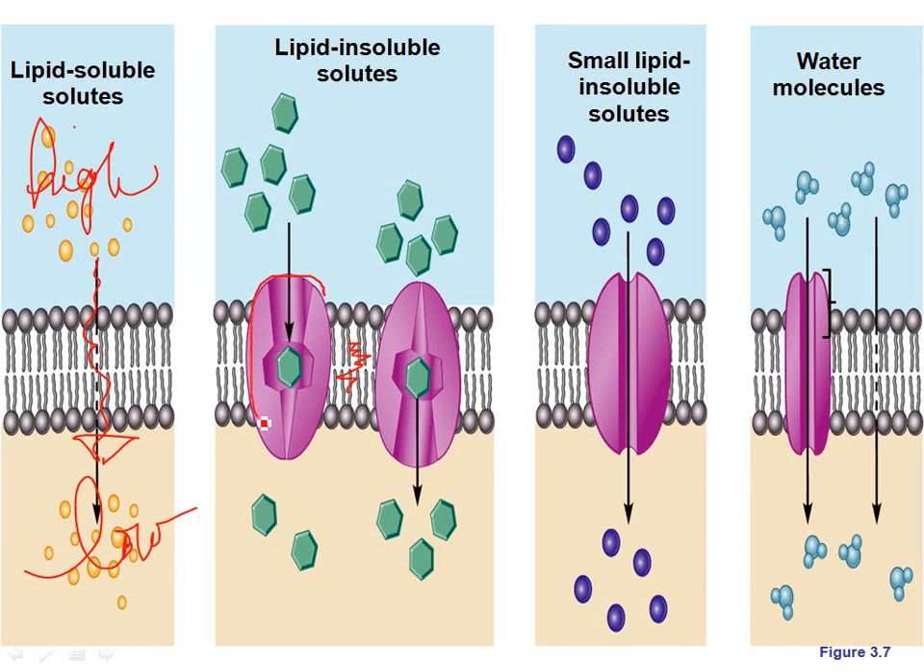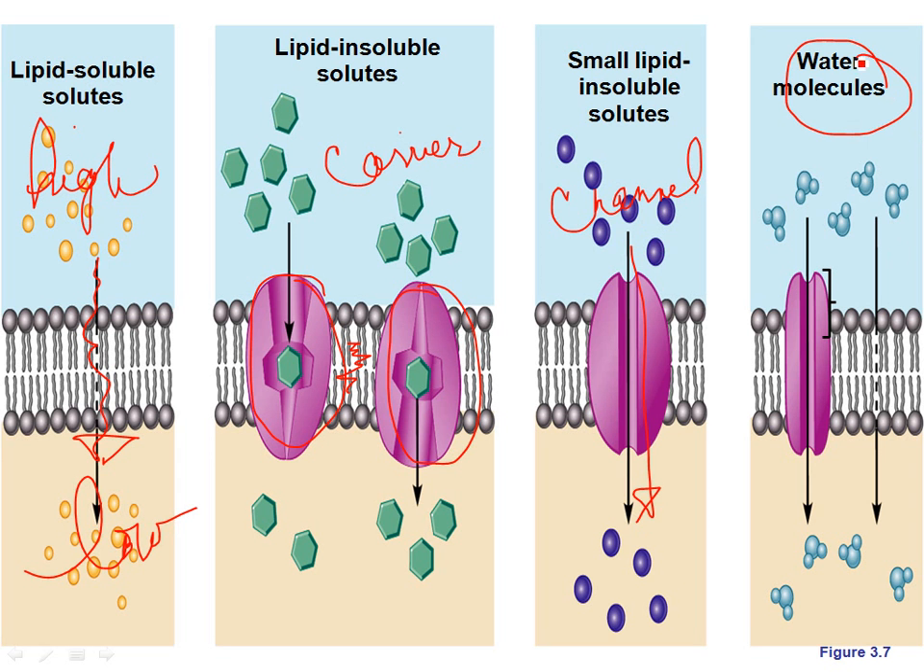So now we have to have integral proteins. This one is a carrier because it's carrying something very specific. This one is a channel. It's more like a tunnel, and it's just on size. If it's small enough to fit through, it crosses. This is water, so this is a diagram of our friend osmosis.